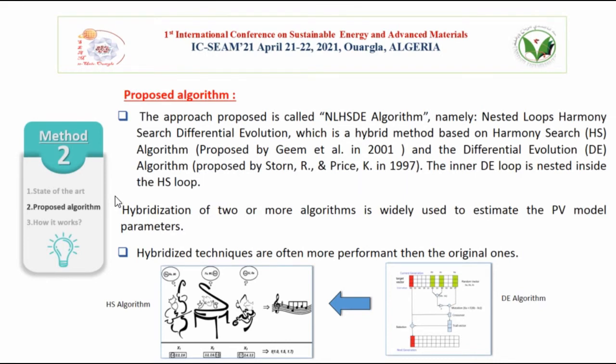Hybridization of two or more algorithms is widely used to estimate the PV parameters accurately. Hybridized techniques are often more performant. Usually they are more performant than the original ones. So we are going to introduce the differential evolution algorithm inside the harmony search algorithm.